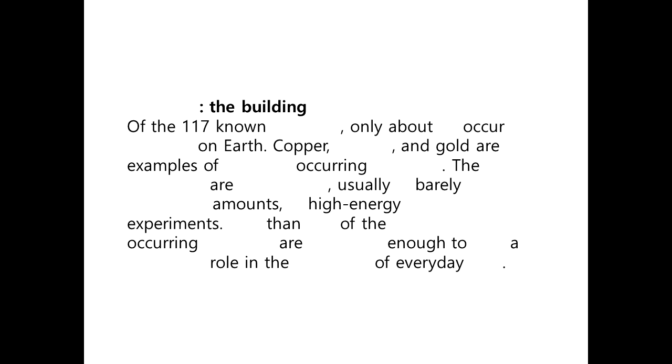Of the 117 known elements, only about 92 occur naturally on Earth. Copper, oxygen, and gold are examples of naturally occurring elements. The remainder are synthesized, usually in barely detectable amounts, in high-energy nuclear experiments. Less than half of the 92 naturally occurring elements are abundant enough to play a significant role in the chemistry of everyday stuff.